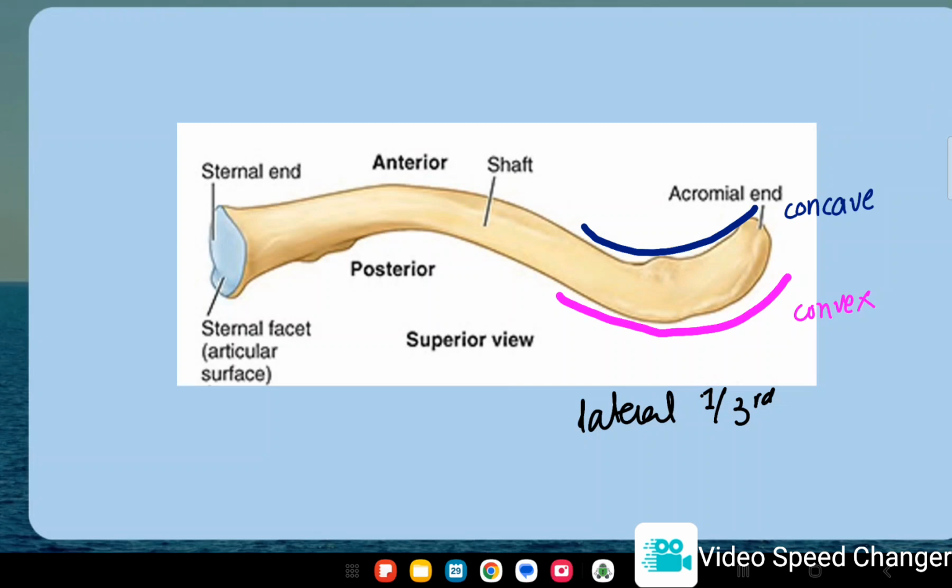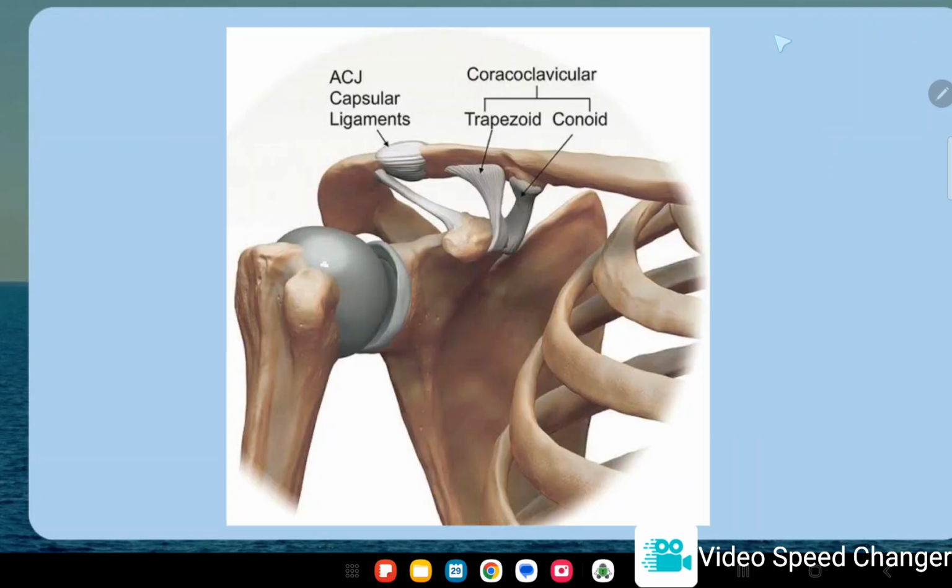Number one is the conoid tubercle. Whenever the word tubercle comes, it means something which is raised, right? The other is the trapezoid line, a kind of line. Now see here, this is the inferior surface of the clavicle, the acromial end. The inferior surface has a raised area called the conoid tubercle, and a line called the trapezoid line, right?